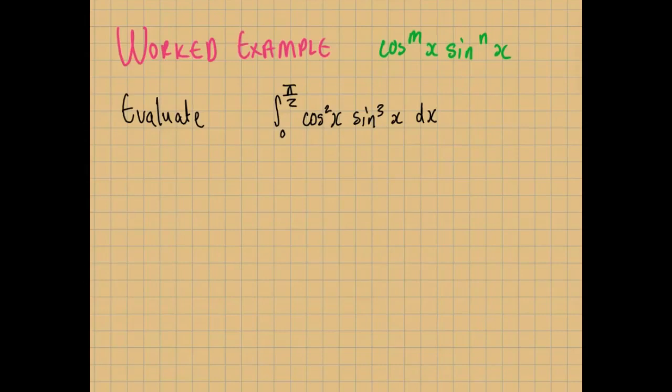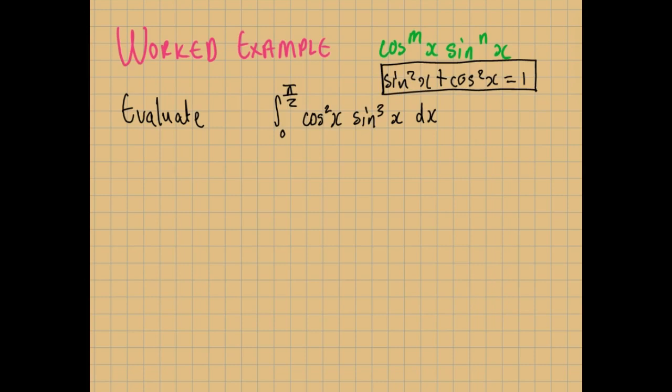Here we have another example of cos to the m, sine to the n of x, where one is even and one is odd. Now it's the integral of cos squared x sine cubed x dx, and we are asked to evaluate it. We said when you have one being odd and one being even, you are going to use the trig identity that says sine squared x plus cos squared x is equal to 1. This is knowledge you need to have.